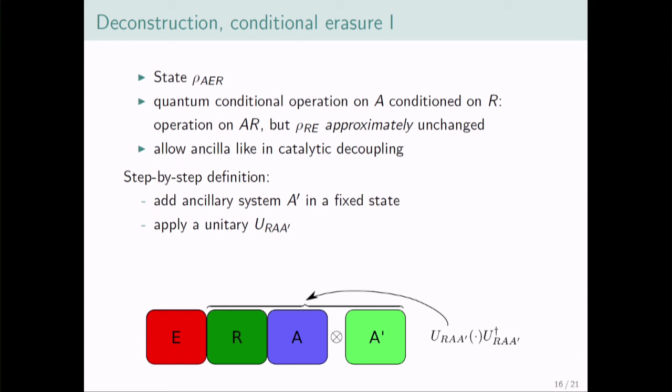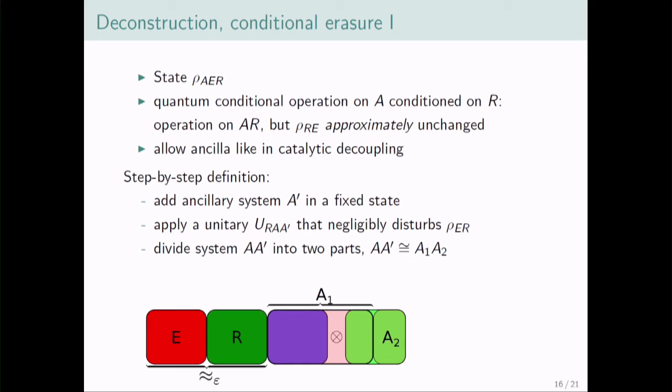We apply a unitary to these three systems, R, A, and A prime, but under the condition that the joint ER system here is approximately unchanged. After that, we continue like before. We subdivide the A systems into two parts, A1 and A2, take the partial trace over A2, and then hopefully we have achieved our task of conditional erasure of correlations.